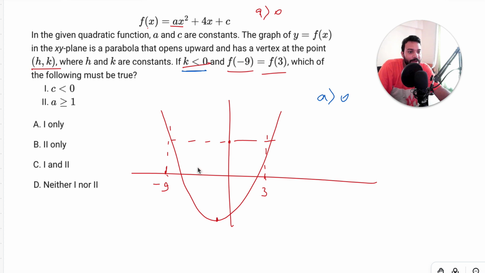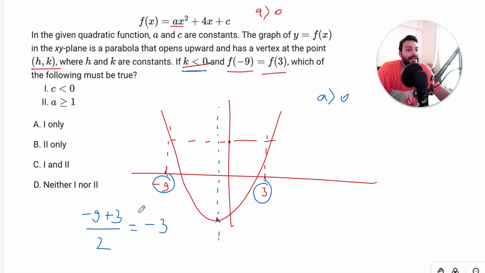Now for the vertex, here is the axis of symmetry for the quadratic function. It passes through the vertex, which is the bottommost point. Any pair of x coordinates which yield the same y value for the function would be equidistant from the vertex. That means if I take the midpoint of negative 9 and 3, I'll get the x coordinate of the vertex. So negative 9 plus 3 over 2, this will give us negative 3, because negative 6 over 2.